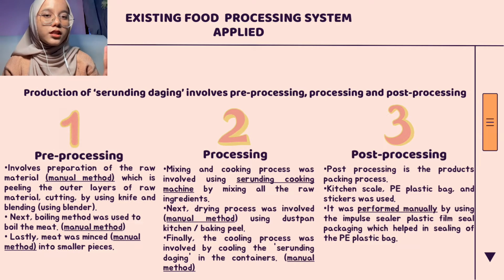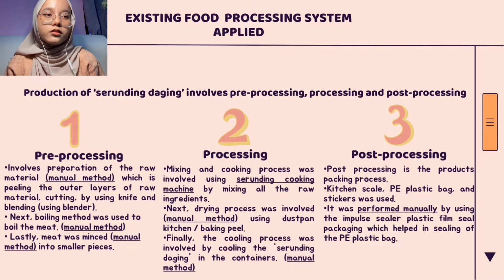Pre-processing, processing and post-processing stages. Firstly, pre-processing involves the preparation of the raw material by a manual method, which is peeling the outer layers of onion, cutting and blending the raw material using blenders. Next, we use a boiling method to boil the meat until it is fully cooked. Then the meat is minced manually into smaller pieces.